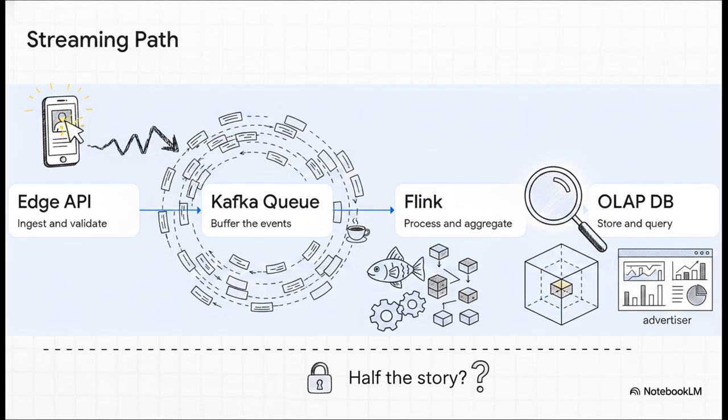This flow brilliantly illustrates the physical path of our real-time streaming pipeline. When a user taps an ad, the event hits an edge API. It gets buffered right into a distributed Kafka queue, then it's processed and aggregated by Apache Flink, and finally, it lands in an OLAP database where it pops up on an advertiser's dashboard. But remember, this streaming path, it's really only half the story.